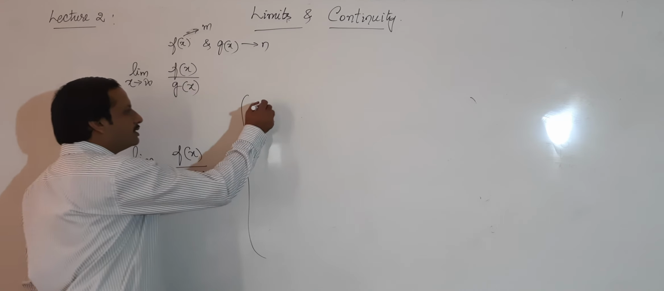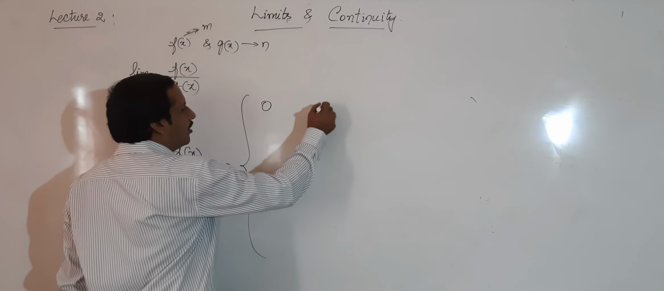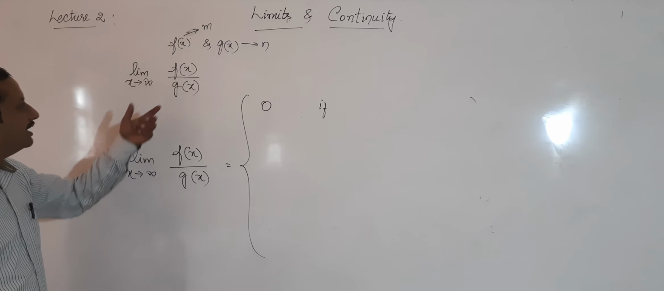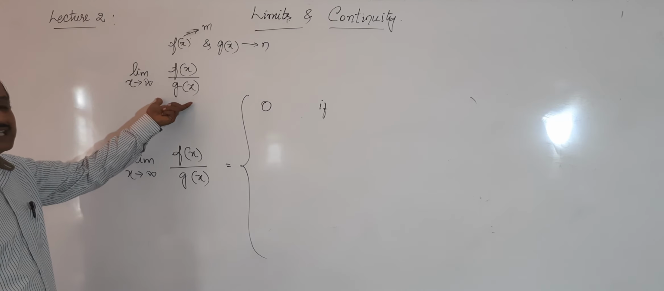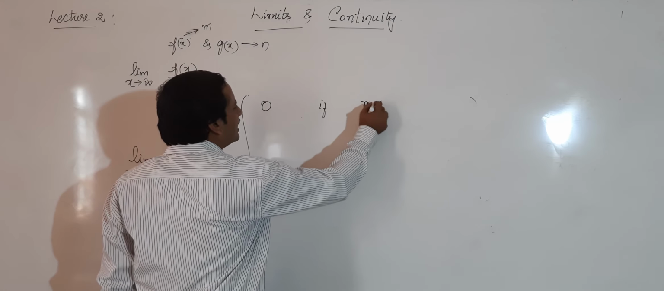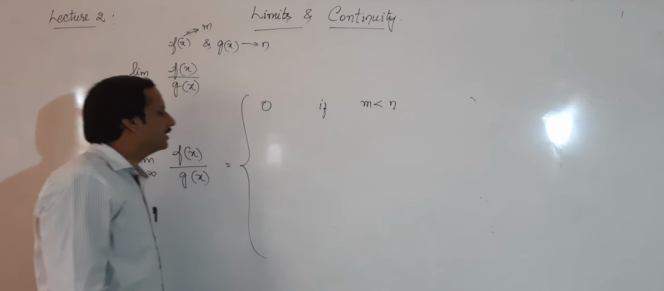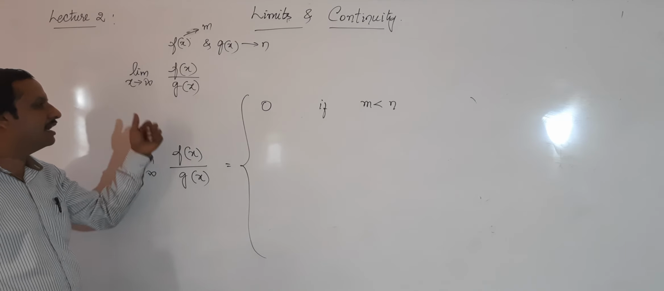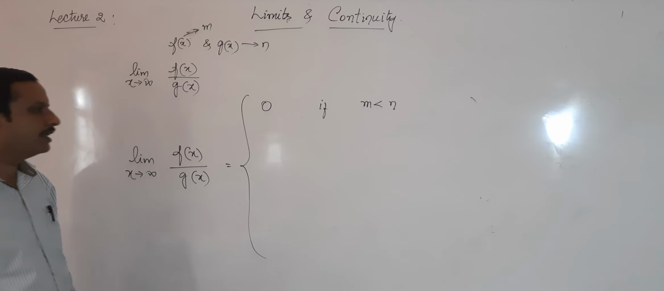It is equal to 0. This value will be equal to 0 if, when will it be 0? When the denominator has a larger power, that is, when m is less than n. If m is less than n, if the denominator is larger, then the value of this will be equal to 0.